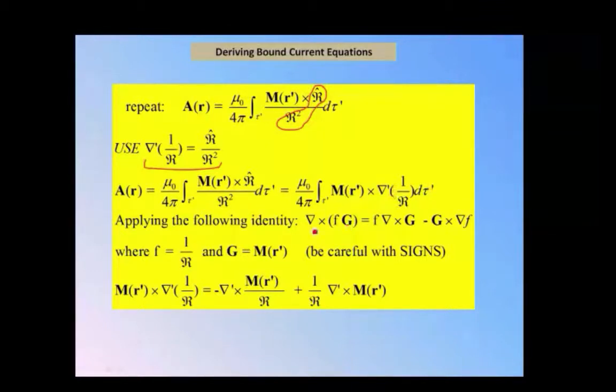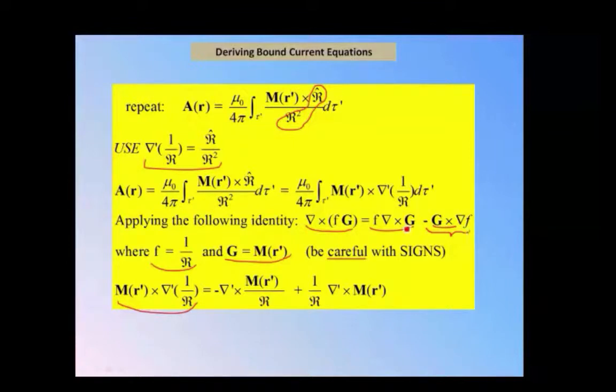Okay, so now we're going to use one of our identities, and that is the curl of a scalar function times a vector function. Expand it, and you recall that you get this curl, and you get this cross product, which is g cross the gradient of f. F we're going to take as 1 over script r. G is going to be our M. And I warn you that we have to be very careful with the signs in order to get the correct answer. So we are going to look at this cross product then of M cross the gradient of 1 over script r. And if you come up here, that term is going to be this one right here.